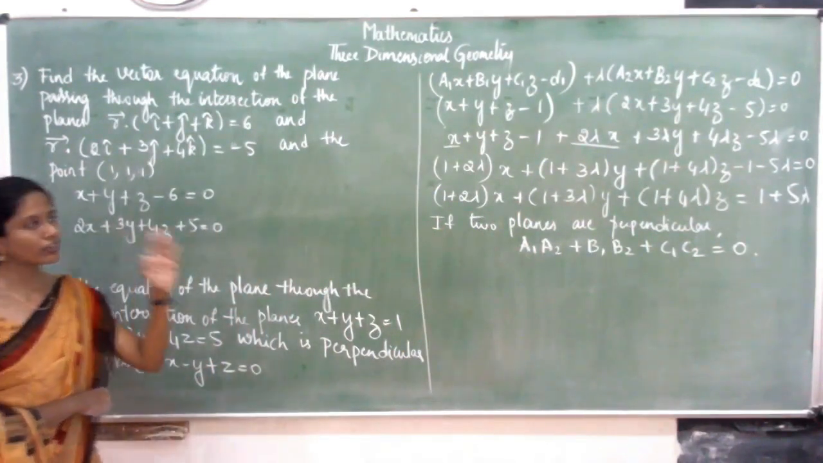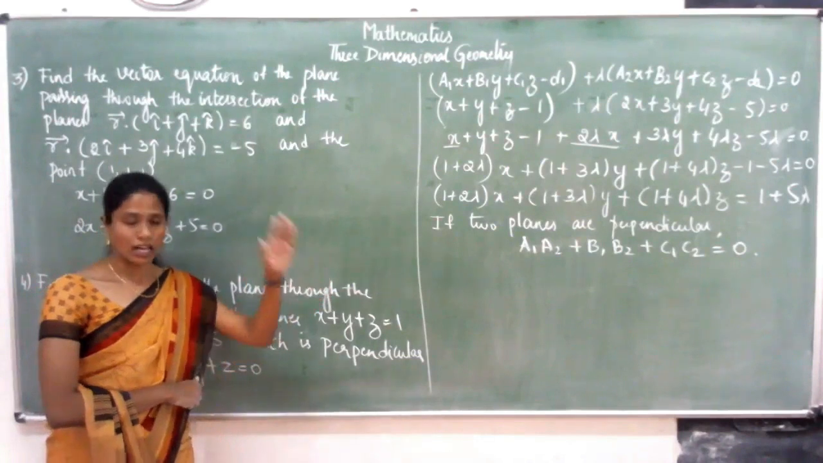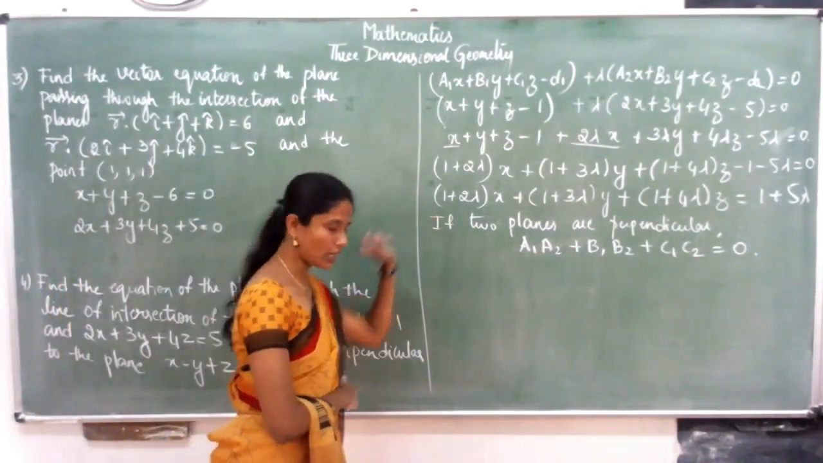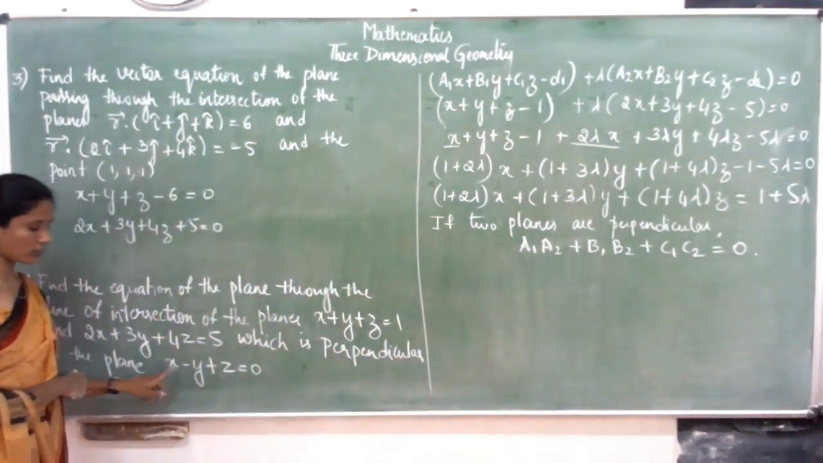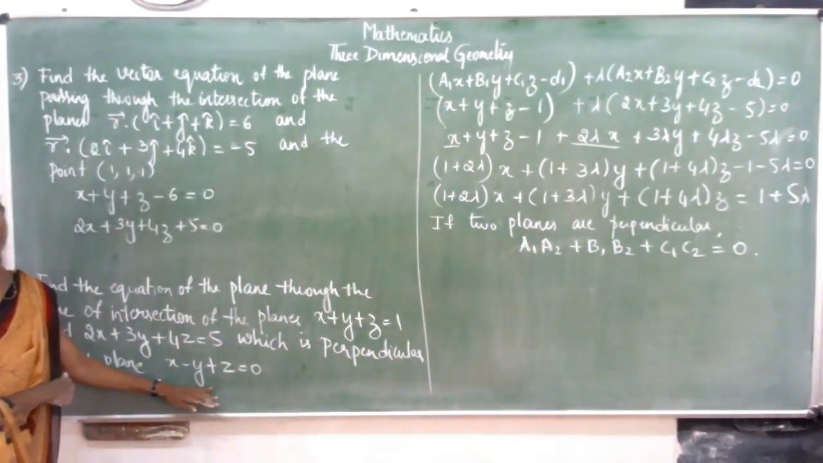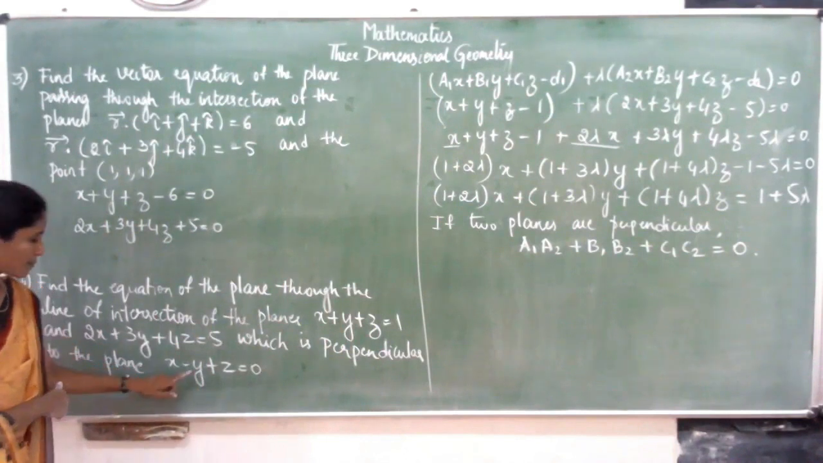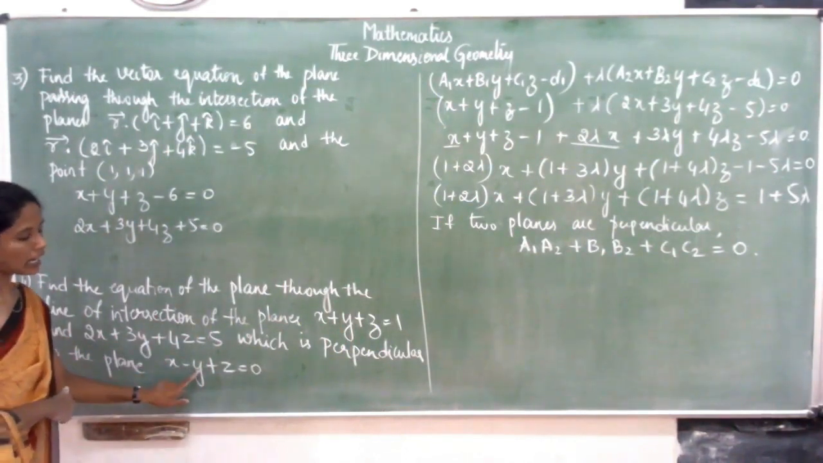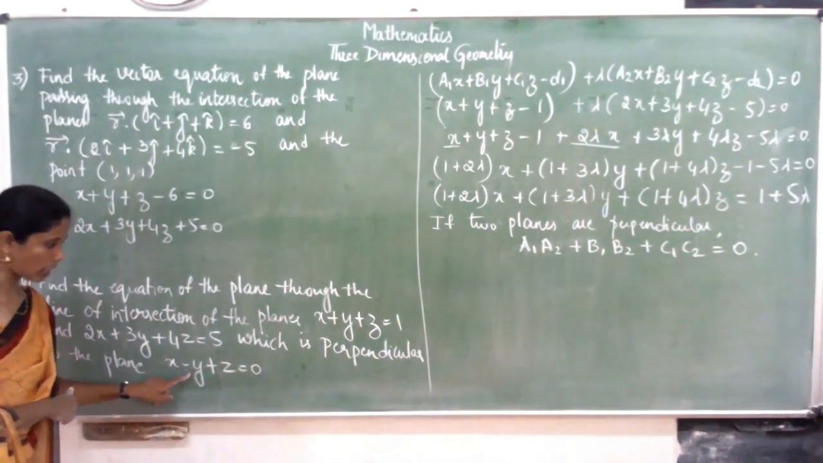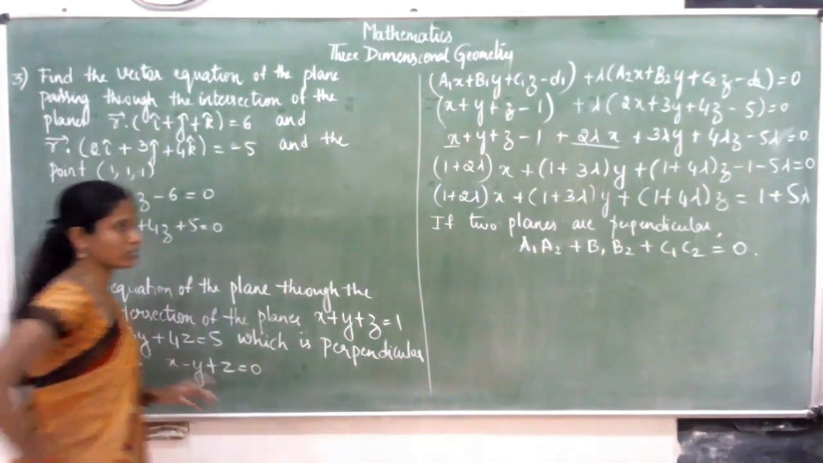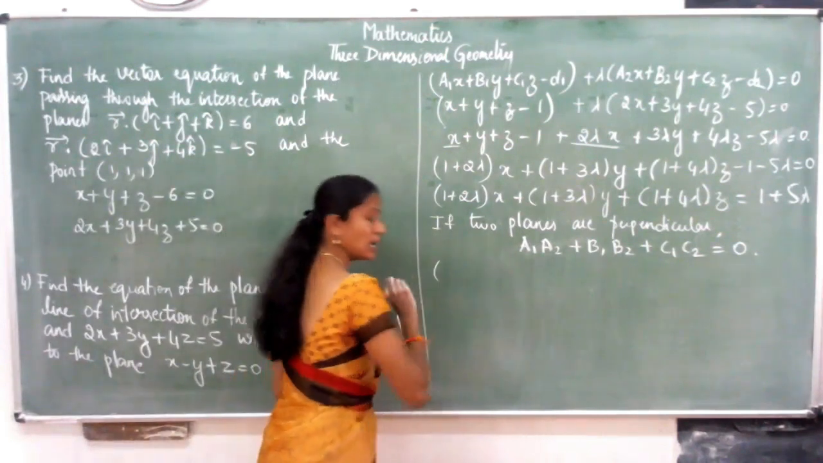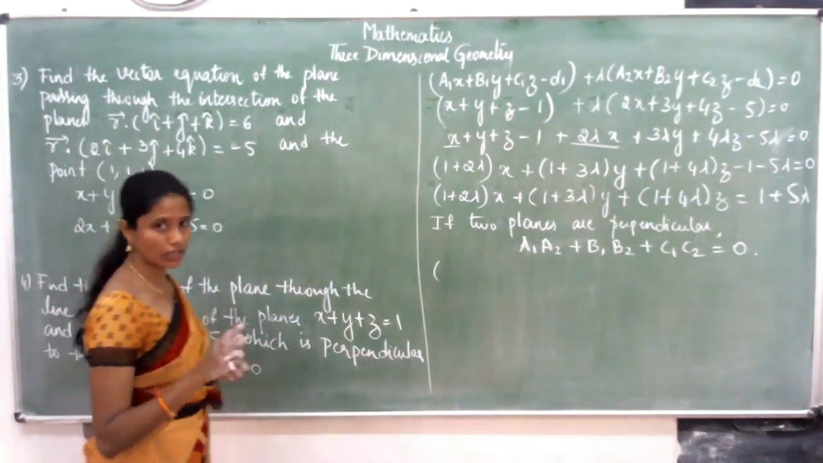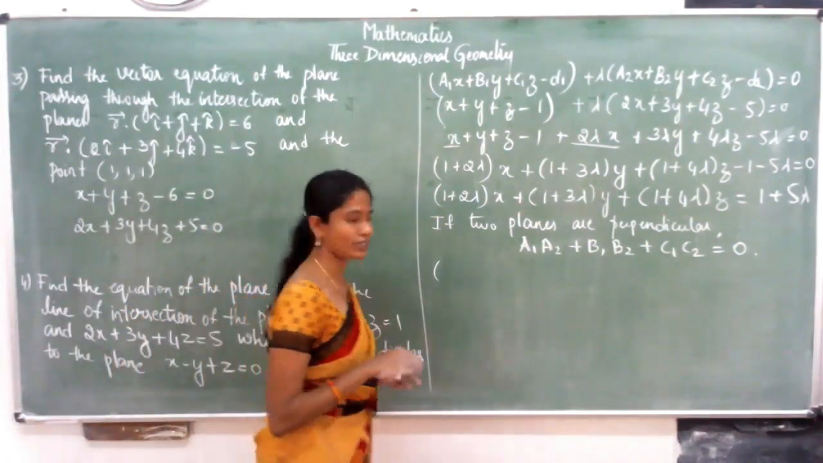So the coefficients of x, y and z are the a1, b1, c1 values of plane 1, and the coefficients of x, y and z of this plane are the a2, b2, c2 values. So here the a2 value is 1 because the coefficient of x is 1, the b2 value is minus 1 and the c2 value is plus 1. So according to that, am I clear? I hope I'm clear with this. What are the values of a1, a2, b1, b2 and c1, c2?